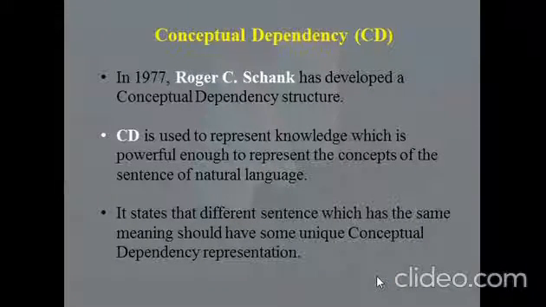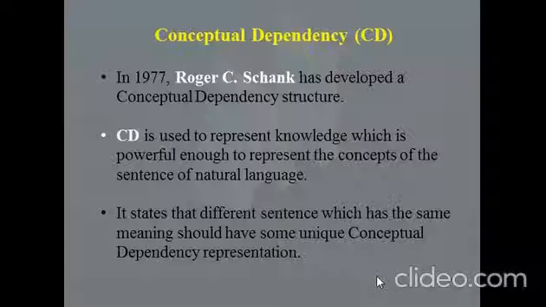So in 1977, Roger C. Schank developed a conceptual dependency structure. We'll be using the short form CD for conceptual dependency. It is used for representing knowledge, which is powerful enough to represent the concept of a sentence of a natural language. It can be any natural language, and a sentence in that language can be represented in conceptual dependency form.